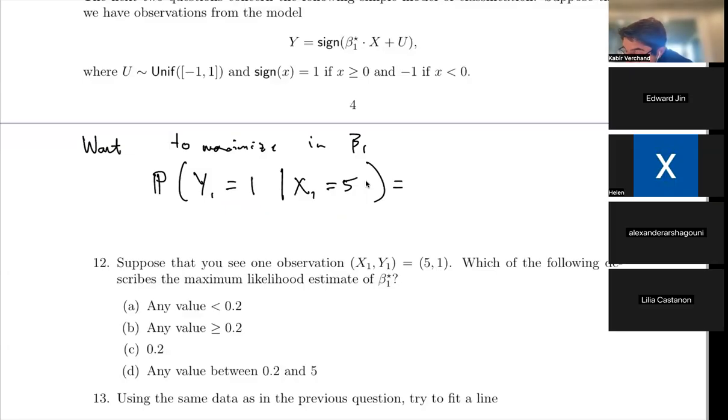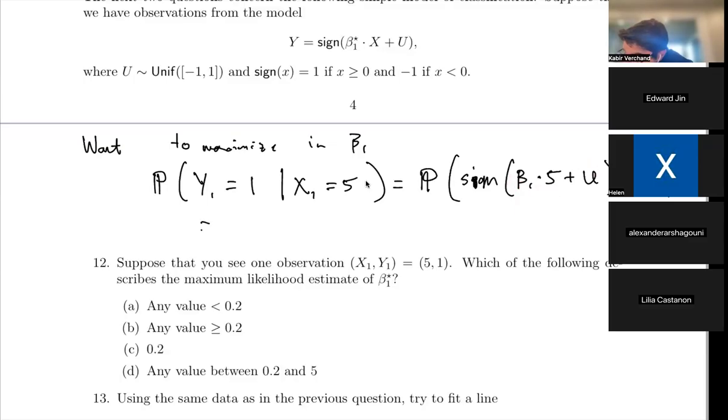What is this probability? This is equal to the probability, if we just plug in our model, that the sign of beta 1 times 5 plus a uniform is equal to 1. Now, if the sign of this value is equal to 1, that means that this quantity is greater than or equal to 0.